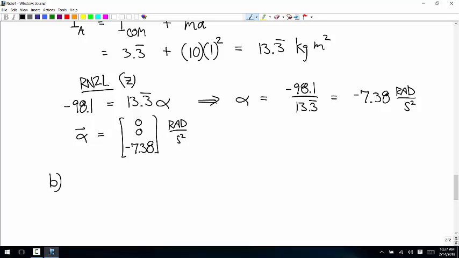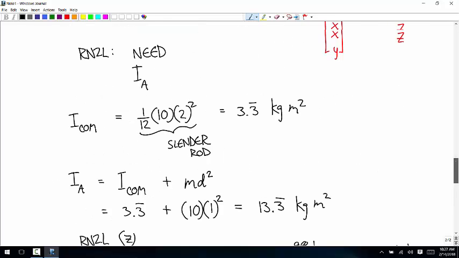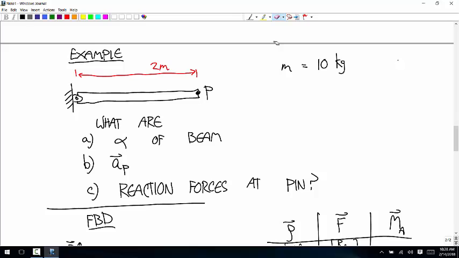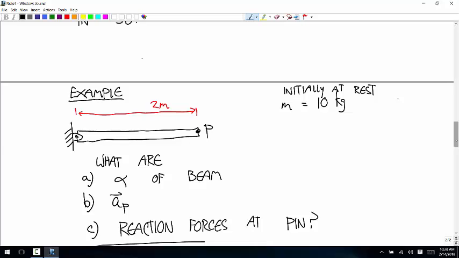Now for B, we're trying to figure out the acceleration of that endpoint. So how are we going to do that? Yes, watermelon equation. Oh, and let's pretend I said this before, initially at rest, up in the problem statement. Isn't everything initially at rest in life? No. But we'll see how this will change the problem.